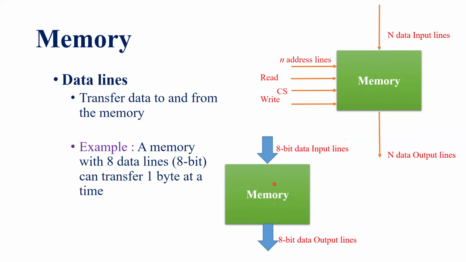So here as an example, you have a memory with 8 data lines. It means this memory has 8-bit data input lines and 8-bit data output lines. So at a time, you can transfer 8-bit data to and from the memory. In other words, you can transfer 1 byte of data at a time to and from the memory. Remember, 8-bit means 1 byte.